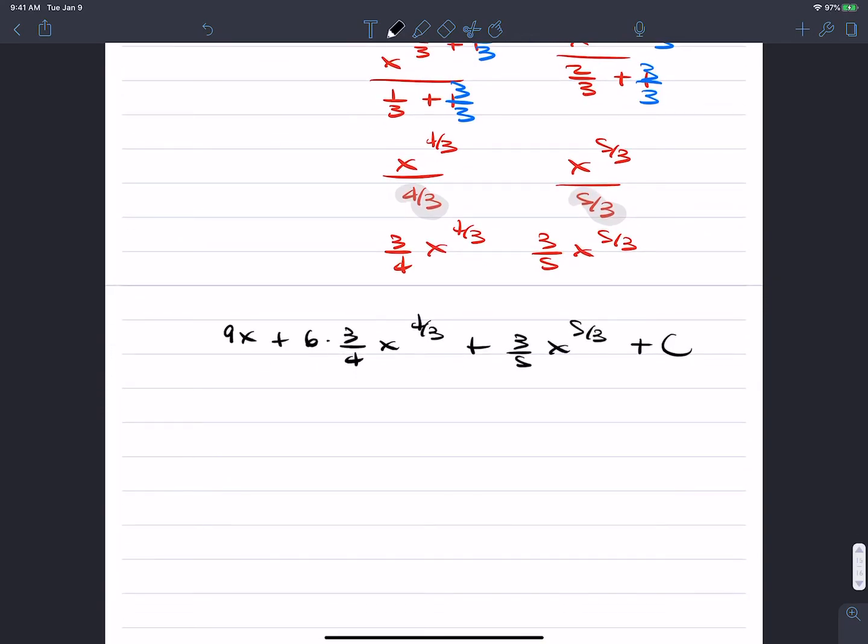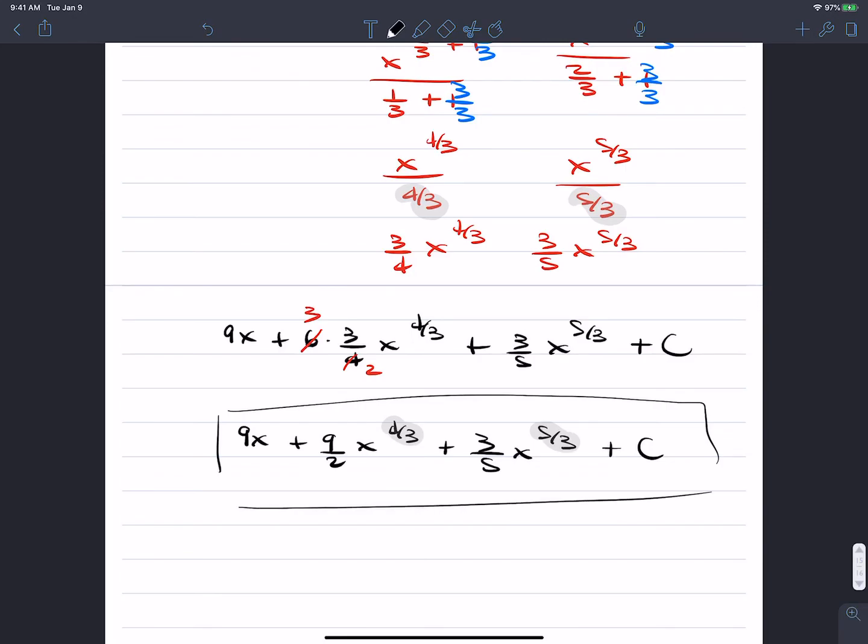And so we have to simplify our fractions here, or in one case, this is 3/2 here. So we'll end up here with 9x plus 9/2 x to the 4/3 plus 3/5 x to the 5/3 plus c. So notice again your powers here are fractions and they are improper. And I'm going to suggest, because when you write these as radicals as a final answer, I mean, you could give this as an answer, that would be fine. But if you're looking back at the book, you might see radicals instead.